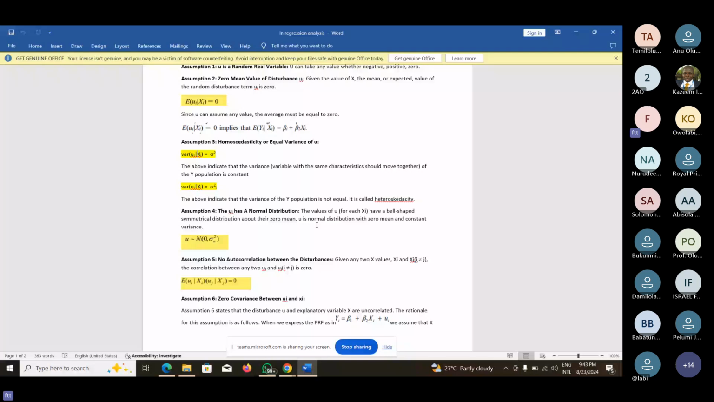So our U is normally distributed with zero mean and constant variance. We can see our U now. There is one scholar. I don't know how to say this particular dash, but just know that there is one dash.